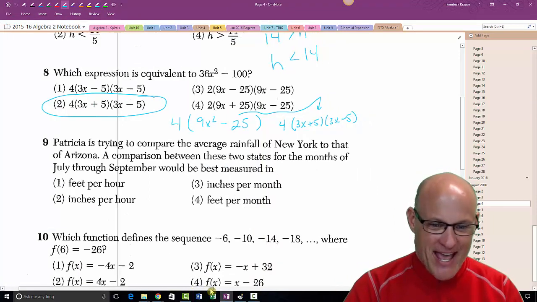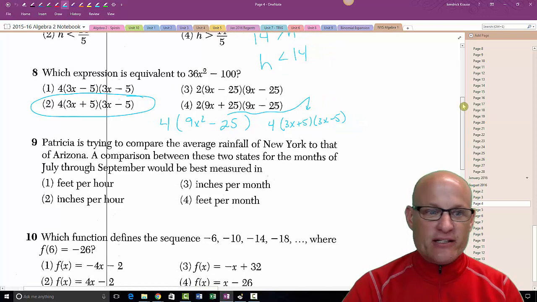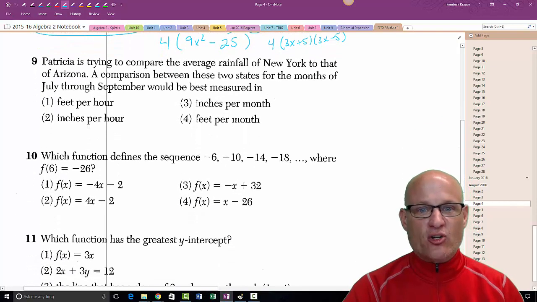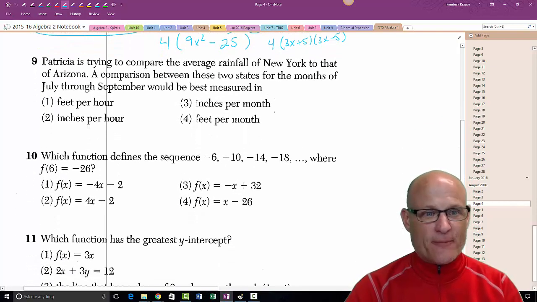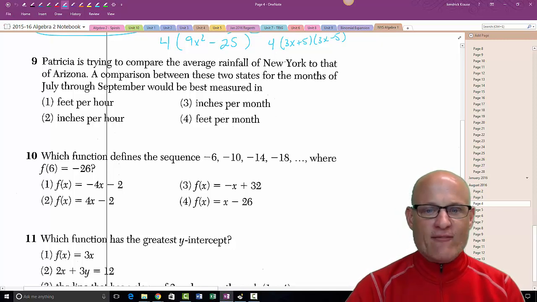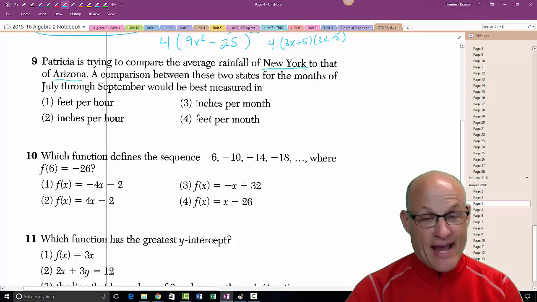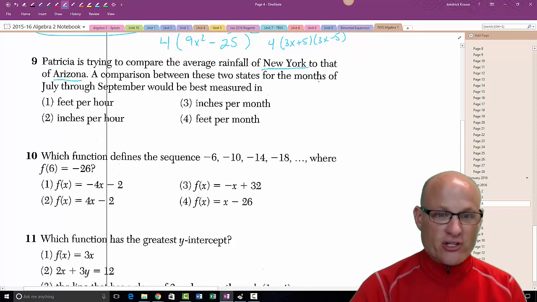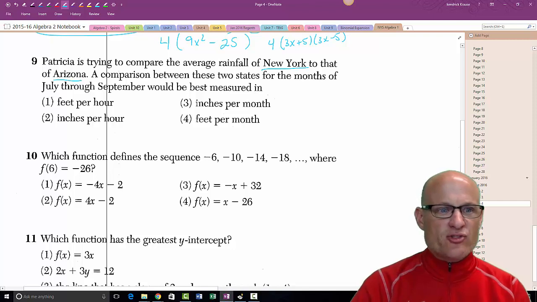Right answer. Yay! Okay, Patricia is trying to compare the average rainfall of New York to that of Arizona. A comparison between these two sets for the months of July through September would be best measured in what? Okay, Arizona has no rain, so I'm not sure why anybody would want to do this, but she's clearly going to do it. She wants to compare the average rainfall for the months of July through September.